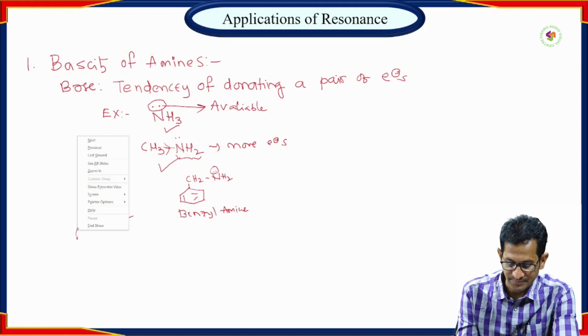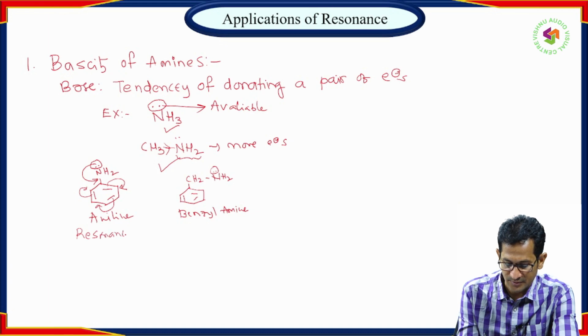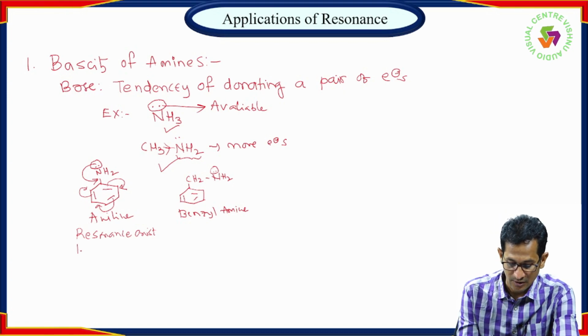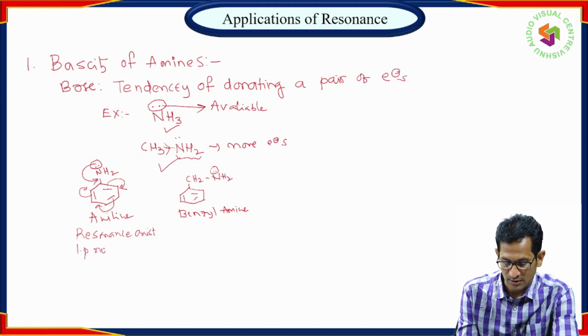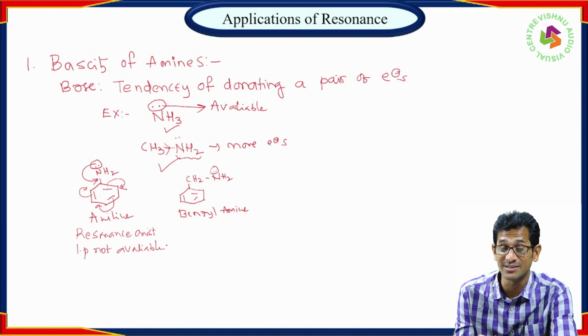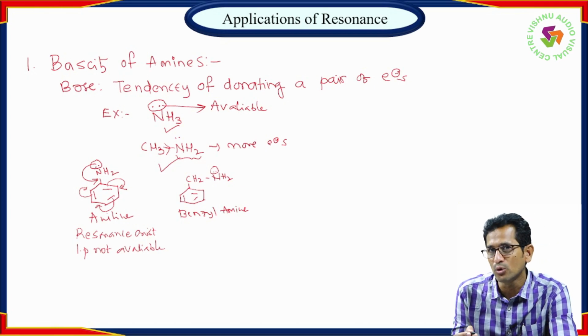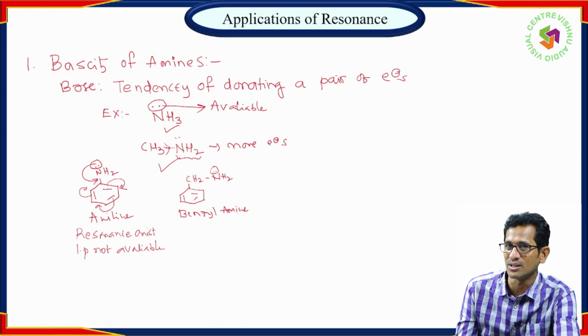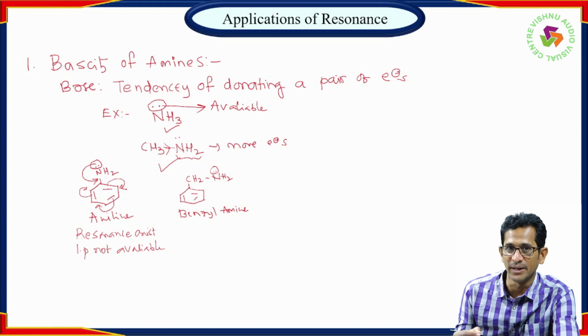So here, resonance exists. The lone pair is not available because it is participating in the conjugation or resonance. Then how could it donate that lone pair? If there is no static lone pair, it is not readily available to donate. Once it is not donating a pair of electrons, then it is not defined as a base.